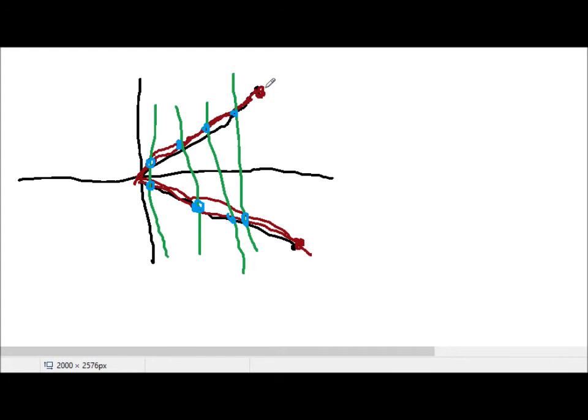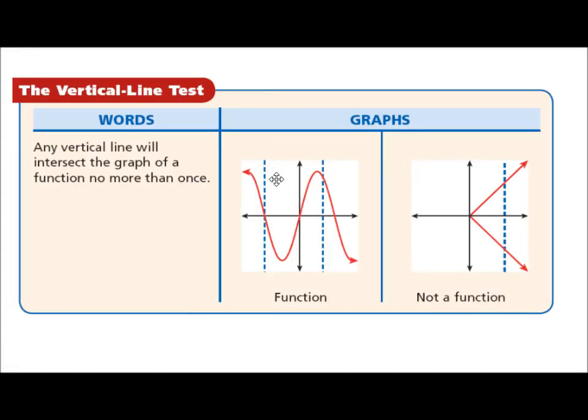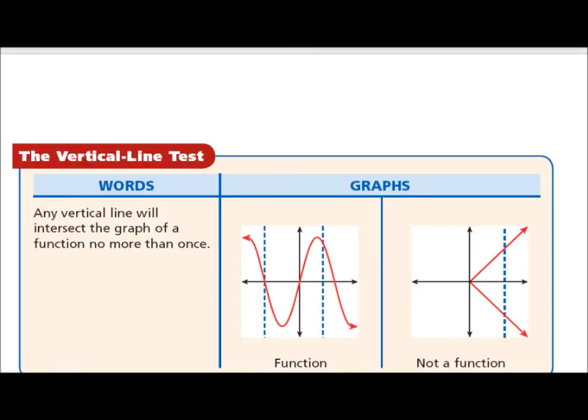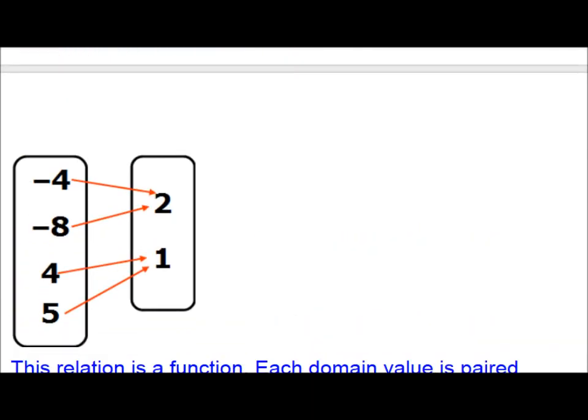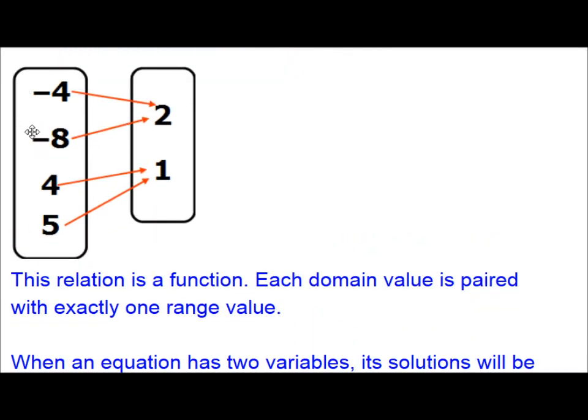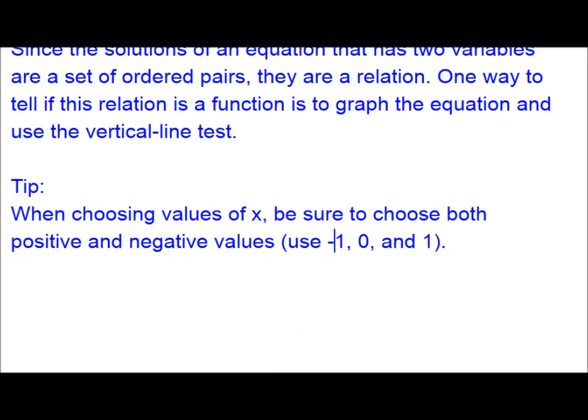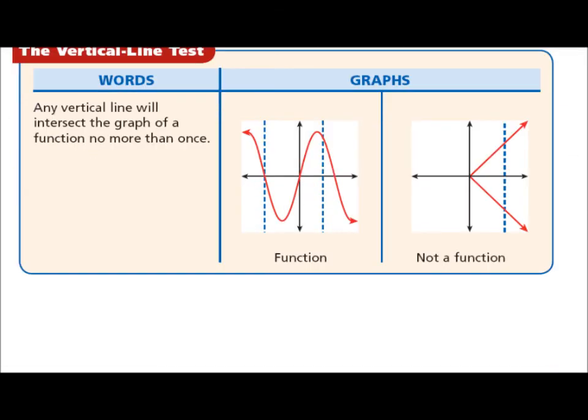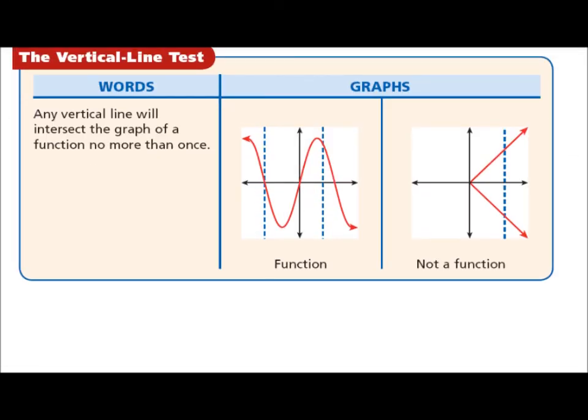So guys, I hope you got some idea on what a function is. This is a rule which you can remember for the graphs, and for domain and range you can remember that each of the domain values should be paired with exactly one value in the range. So this is how you can determine whether an equation or a graph is a function or not. So I hope you got some idea on relations and functions.